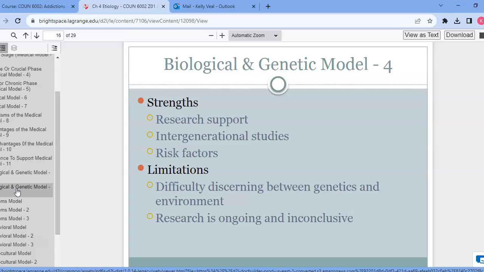Okay. Biological and genetics, part 4. The strengths for this is, yes, there's research. We know there's a genetic link. There are intergenerational studies already done that show that if my parents are alcoholics and my grandparents, that increases my risk. The ACEs study, the Adverse Childhood Experiences study, we know that puts us at risk. Here's the thing that I love to talk about. Is it the genetics? Is it the environment? What do we think?